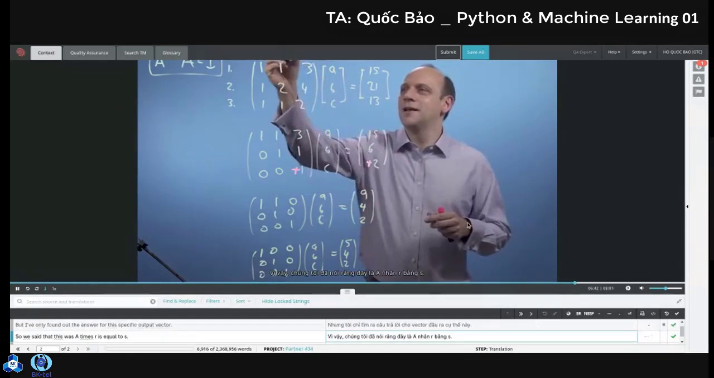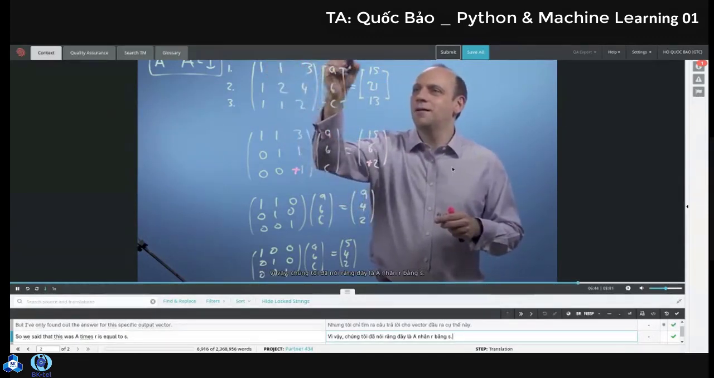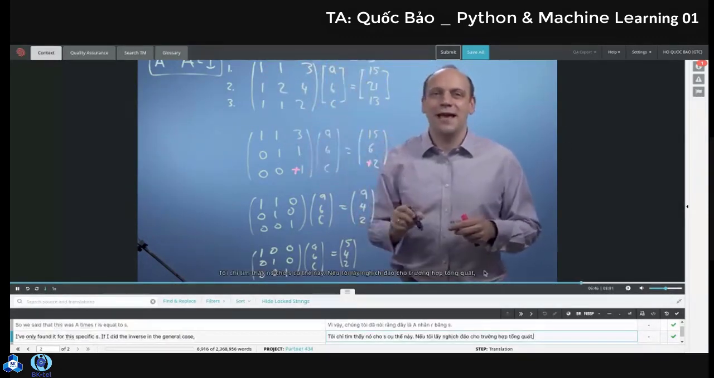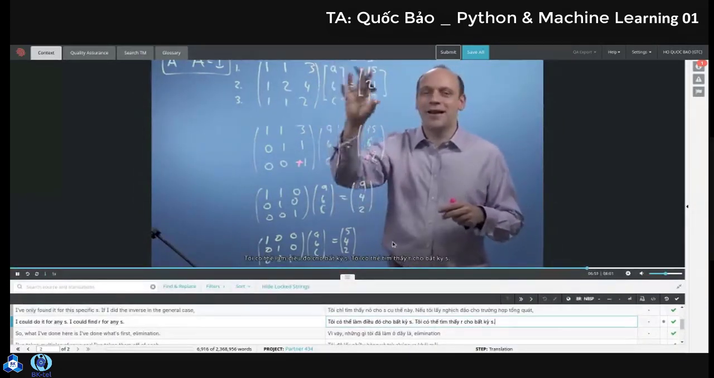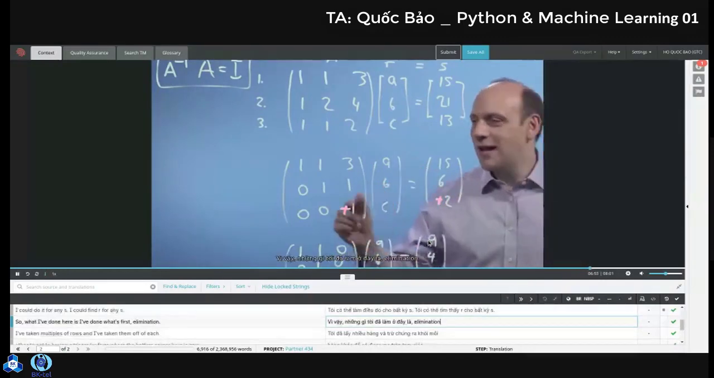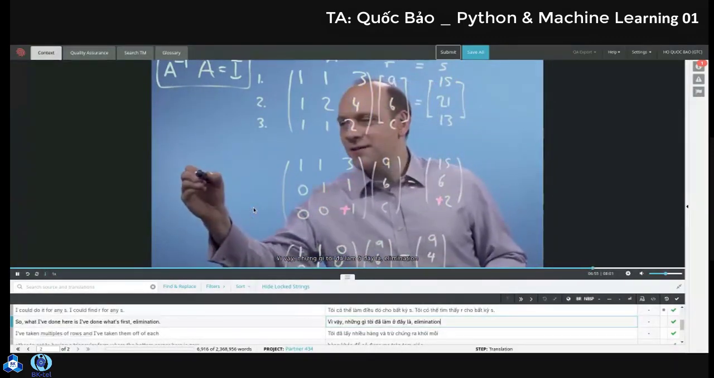So we said that this was A times R is equal to S. I've only found it for this specific S. If I did the inverse in a general case, I could do it for any S. I could find R for any S. So what I've done here is I've done what's called forward elimination.